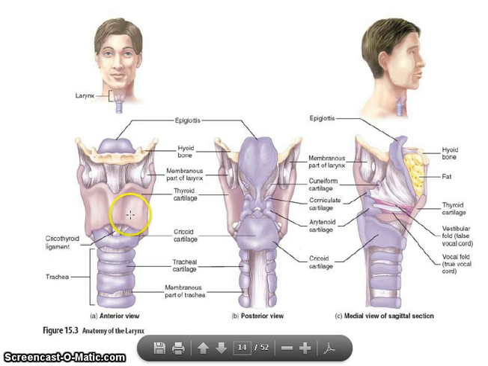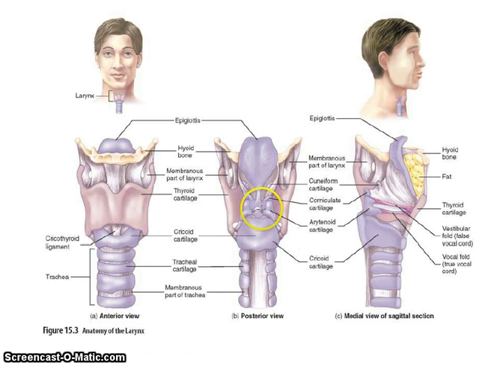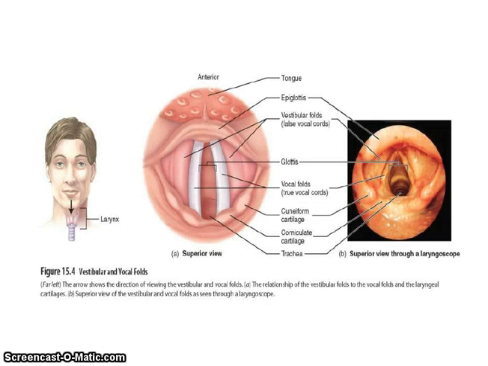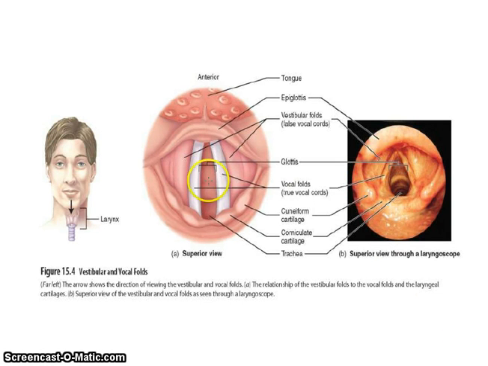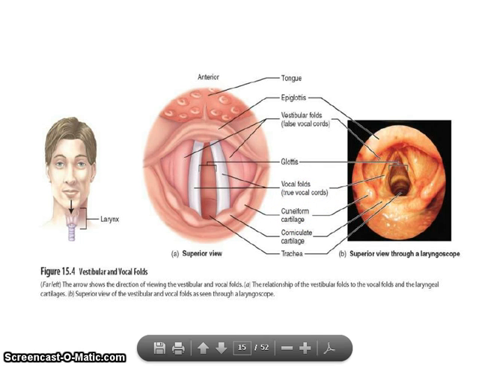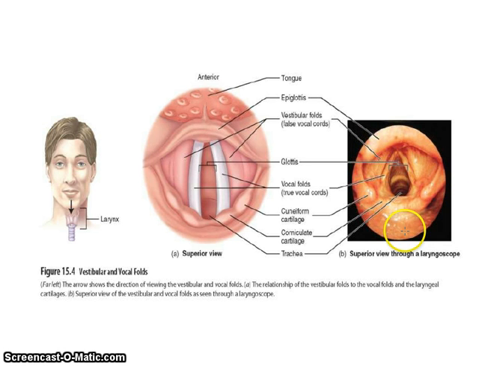Here is anatomy of the larynx from various sides. Here is the anatomy of part of the larynx, primarily the vocal folds and the relative positions, and what these structures would look like through a laryngoscope.